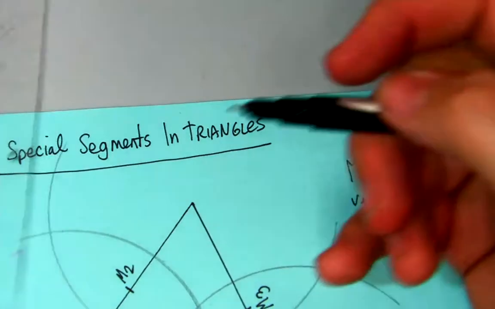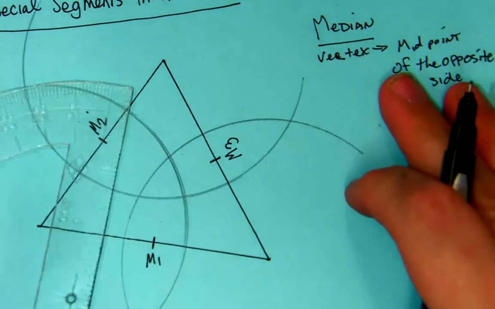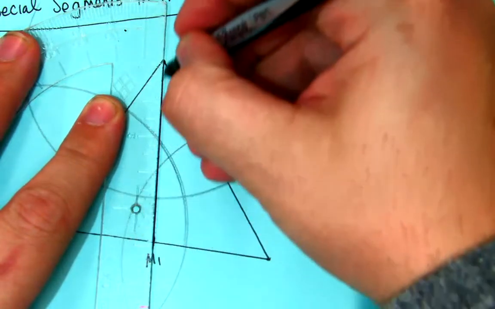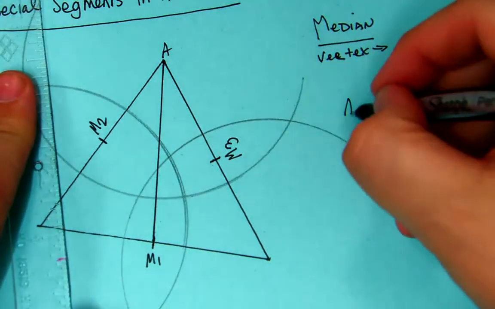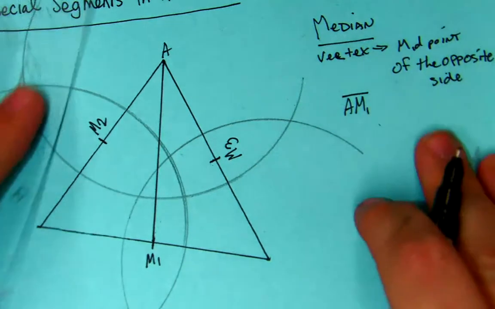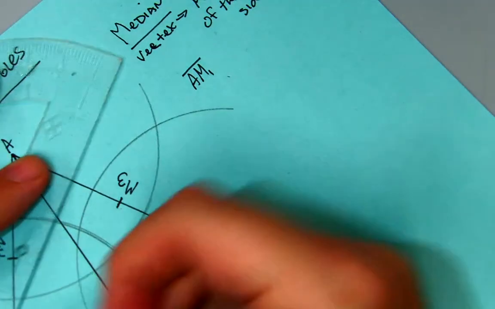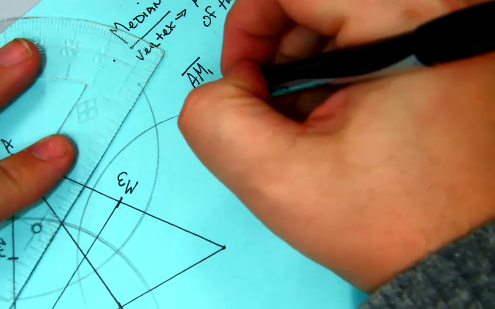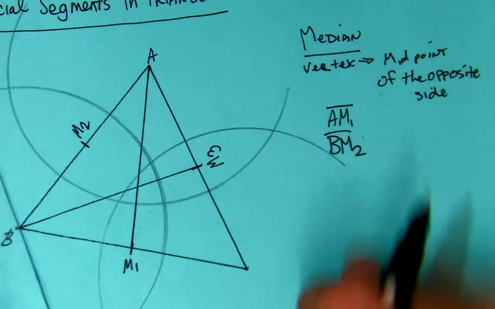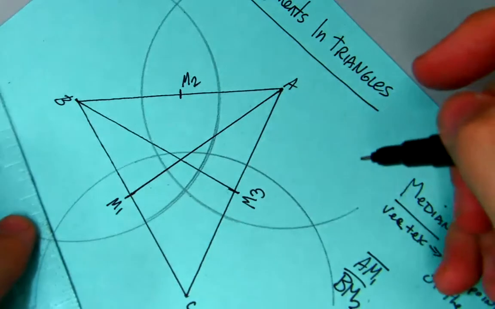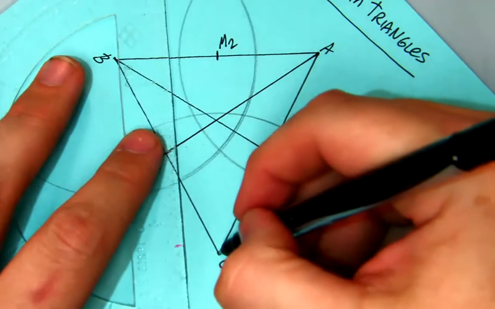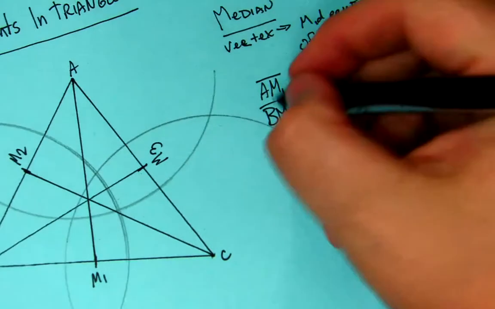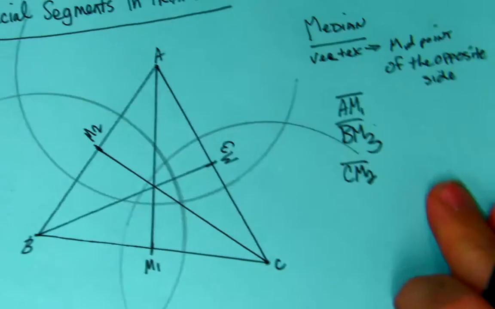So, in order to draw the median, we are going to draw a line from a vertex of an angle to the opposite midpoint. So, here's a median. A M1 is a median, the segment A M1. This is point B. B M2 is a median. And if this is point C, excuse me, that's M3, not M2. We'll go C to M2. So C to M2, and we're able to create the medians.